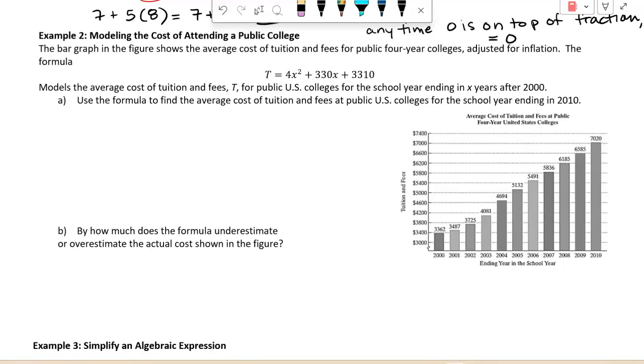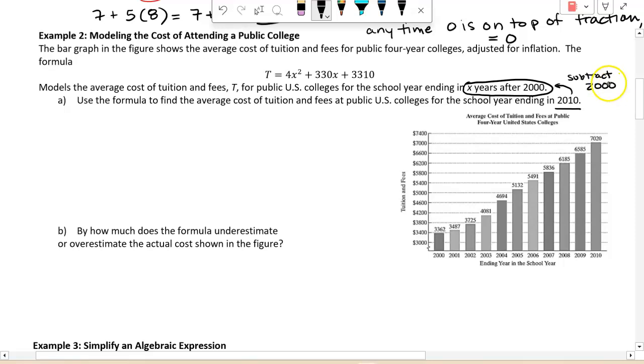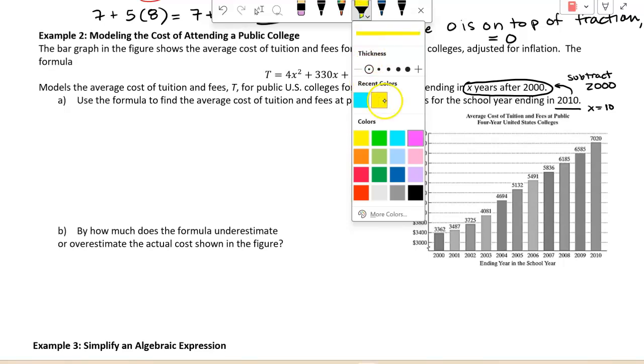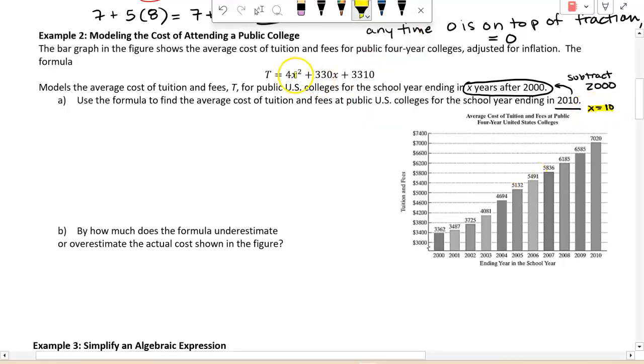The question says to use the formula to find the average cost of tuition and fees at public U.S. colleges for the school year ending in 2010. Since X is years after 2000 and we want 2010, all we have to do is subtract 2000. You already know by looking at it that X is 10 years after the year 2000. We're going to use this formula by just plugging in what we know X is going to be. I'm going to put a 10 in anywhere I see an X and use order of operations.